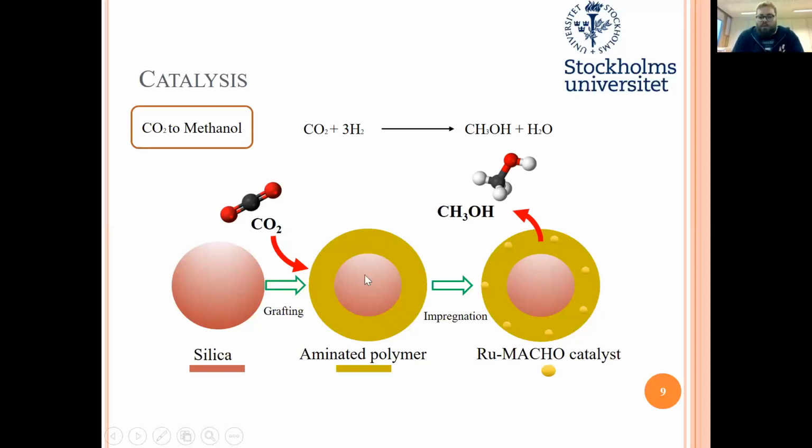And then we further functionalize this system by impregnating a ruthenium catalyst, the same one they used in the homogeneous system. We're just anchoring these active sites on this material. So we get a bifunctional material that would allow the capturing of CO2 through this aminated polymer layer, and then the transformation of this captured CO2 into methanol through a hydrogenation reaction.